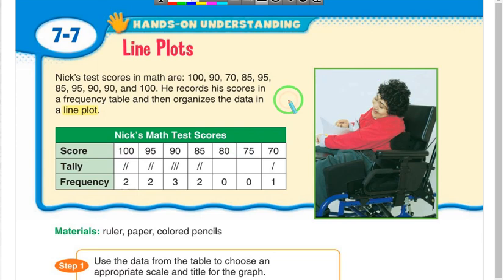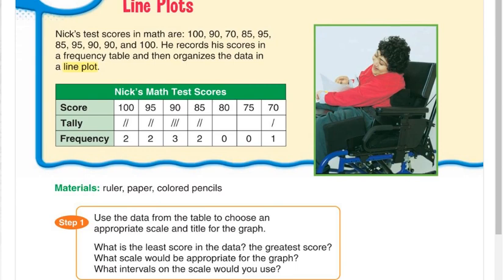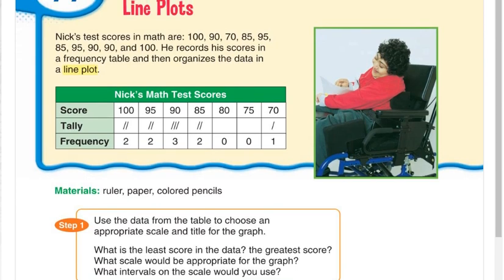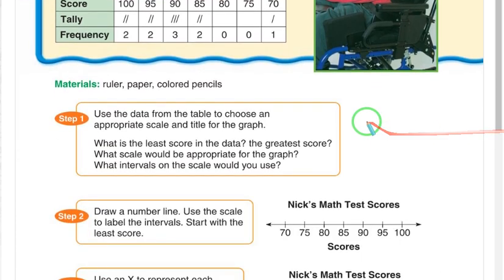Okay, let's move on to the next step. The materials needed for this activity: you will need a ruler, a paper, and colored pencils. We will use the data from the table to choose an appropriate scale and title for the graph. What do you think the title of the graph could be? As you can see here, the title of the line plot is Nex's math test scores.